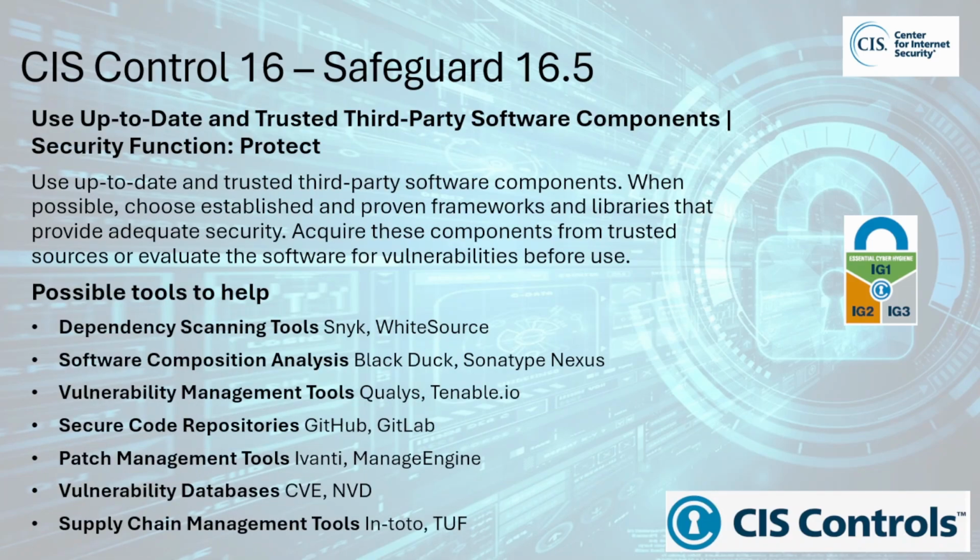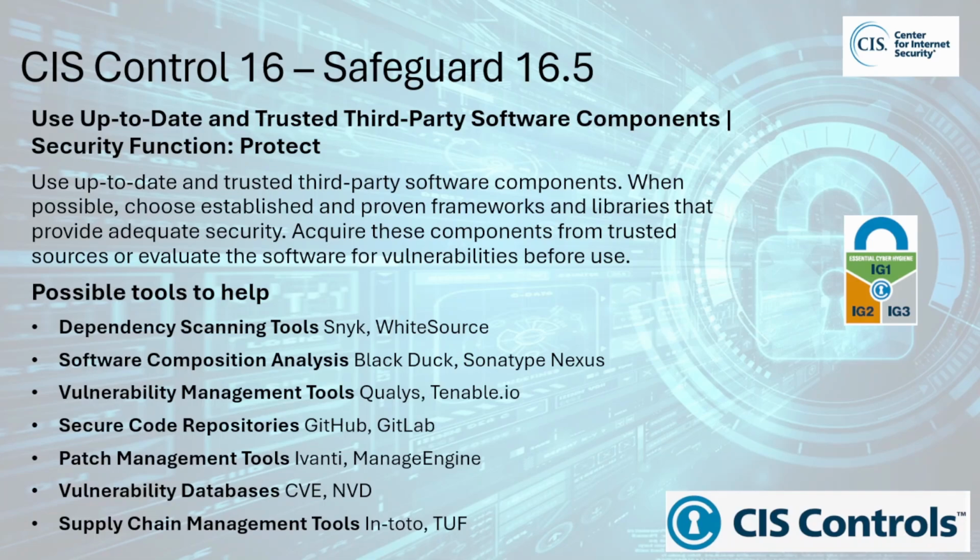workflows. Safeguard 16.5, use up-to-date and trusted third-party software components, comes under the Protect Security function and is within Implementation Group 2. The safeguard emphasizes the importance of using up-to-date, secure, and trusted third-party software components during the software development lifecycle. These components include libraries, frameworks, and modules, are often critical to development processes but can also introduce vulnerabilities if not carefully selected or maintained.